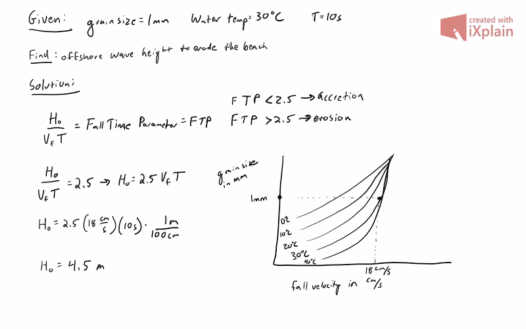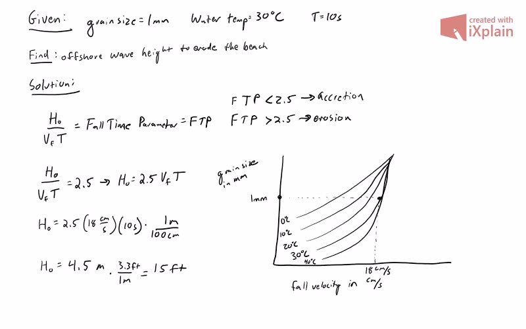Now, the question also asks us, okay, so now that you know that, just try to reason out, do you think that this beach normally erodes or normally accretes? All right. Now, for thinking about it, right, 4.5 meters, 1 meter is 3.3 feet, right? So that's a wave height of 15 feet.